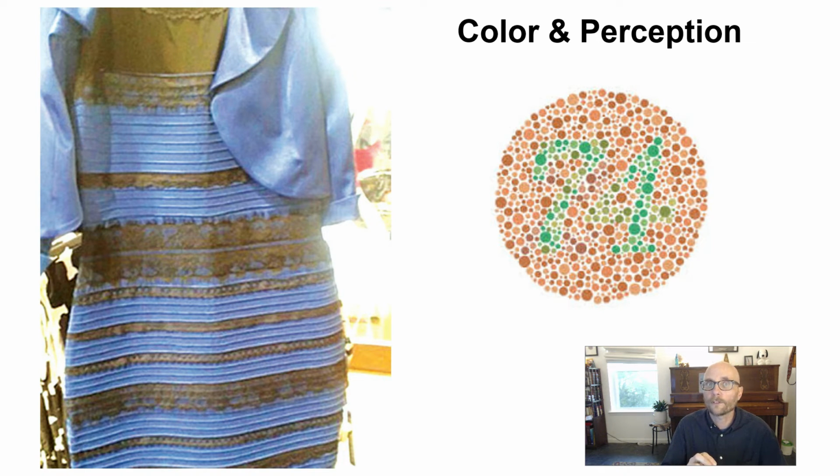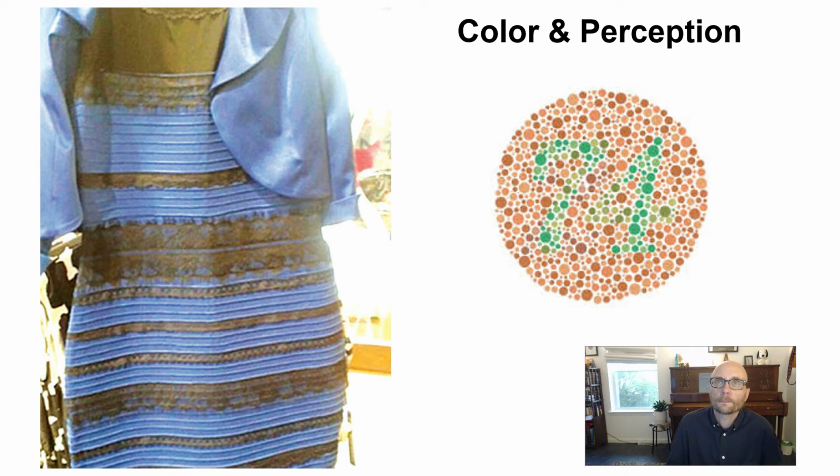Some of you are seeing a white and gold dress, some of you are seeing a black and blue dress. And the reason has to do with the way our brains perceive color. This is something I'm going to save for class, so we'll talk more about this very famous image and why it's so famous and why it's so frustrating to so many people in class. But I do want to look at the image on the right. Some of you are seeing a number. Some of you are seeing the number 74. Some of you are not.